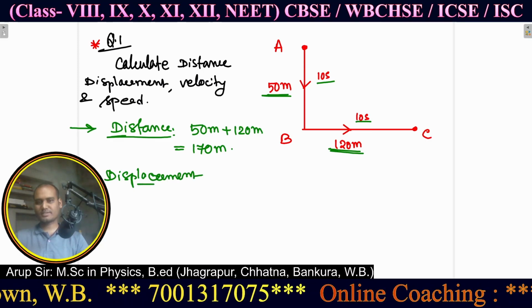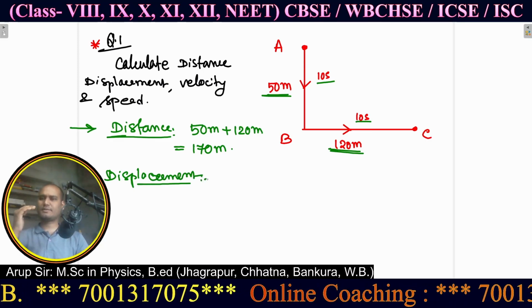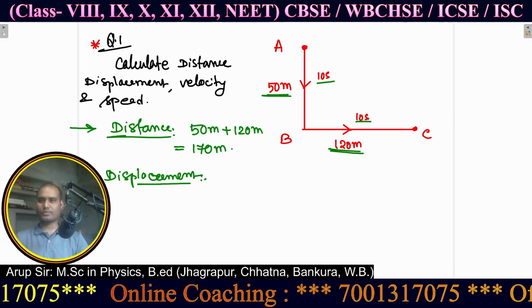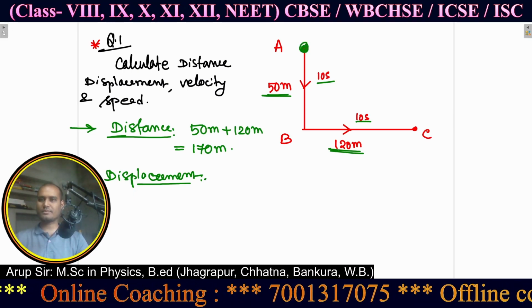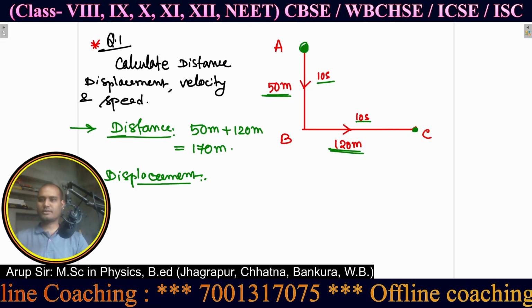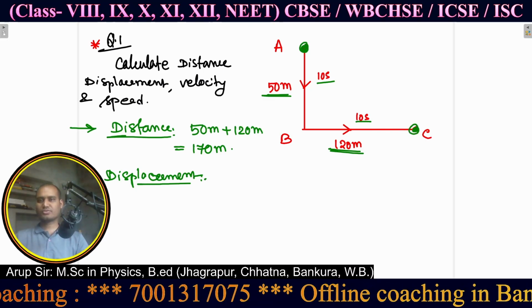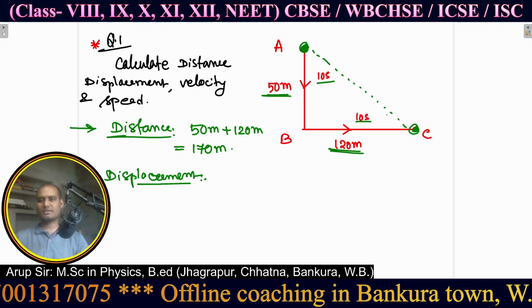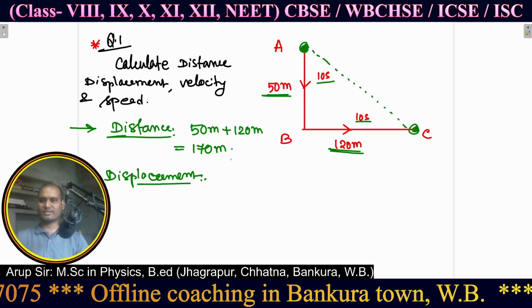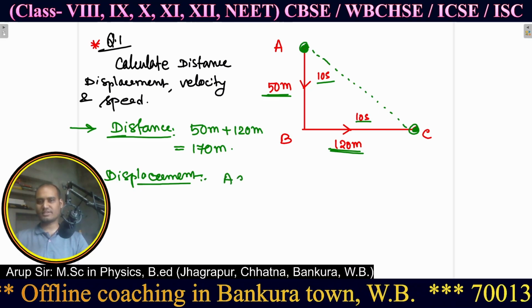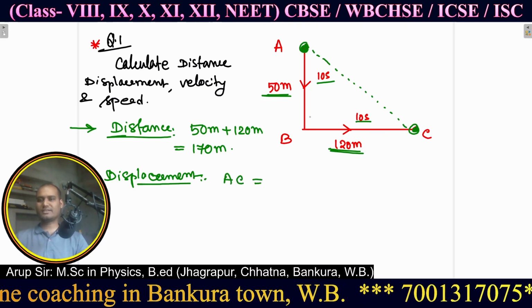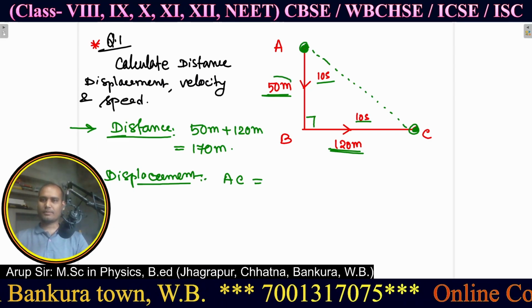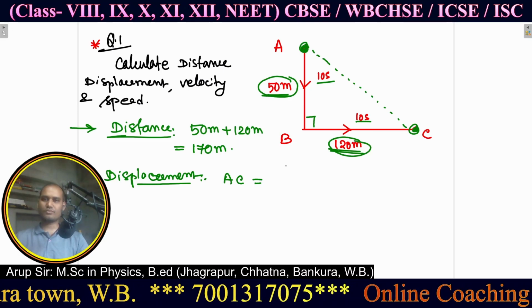Displacement is generally the shortest distance between the initial and final point, right? Initial means where it is starting, and final point means where it is ending. So the shortest distance from the starting point to the end point is known as displacement. So AC is actually the displacement, and you know that this is a right angle triangle having perpendicular 50 meter and base 120 meter.